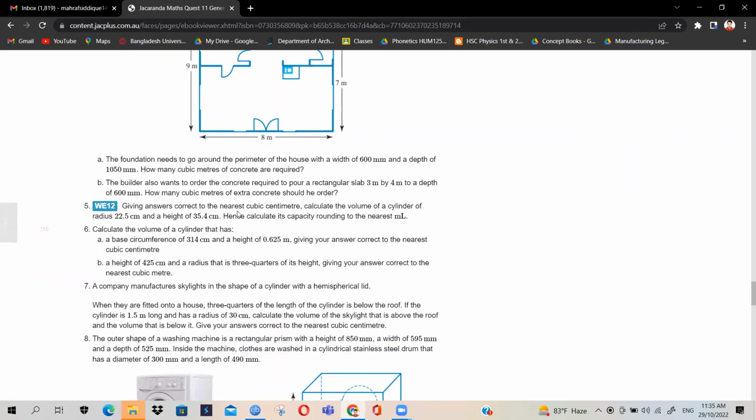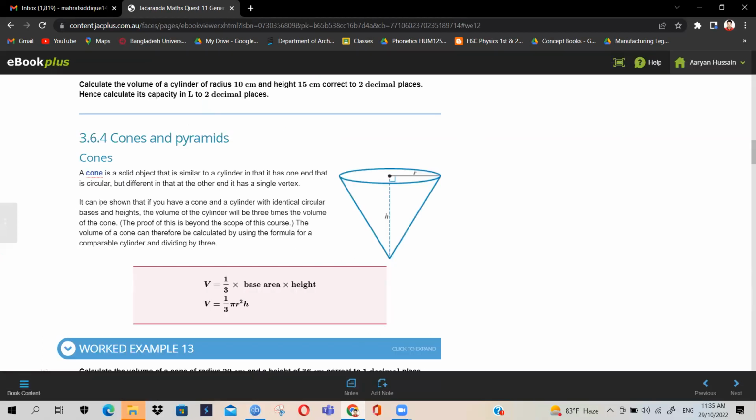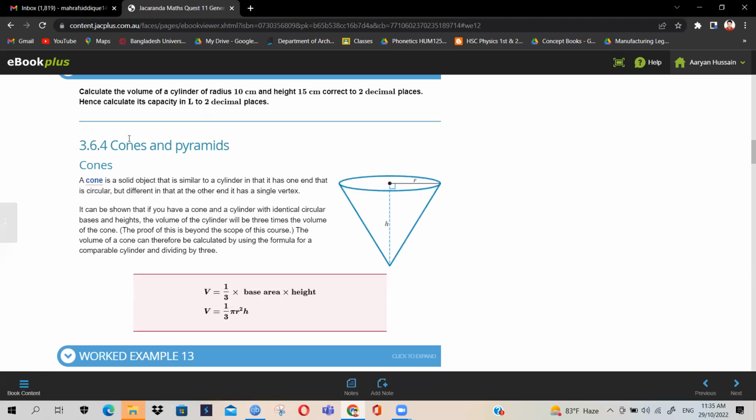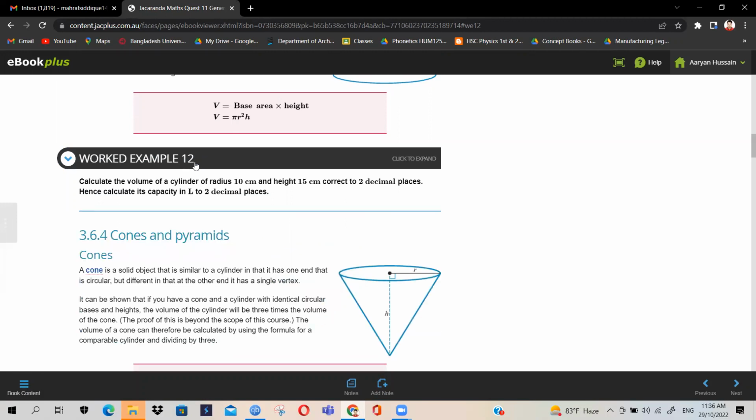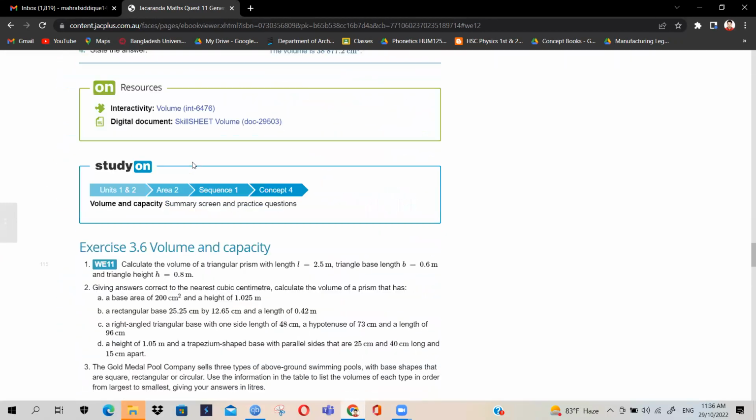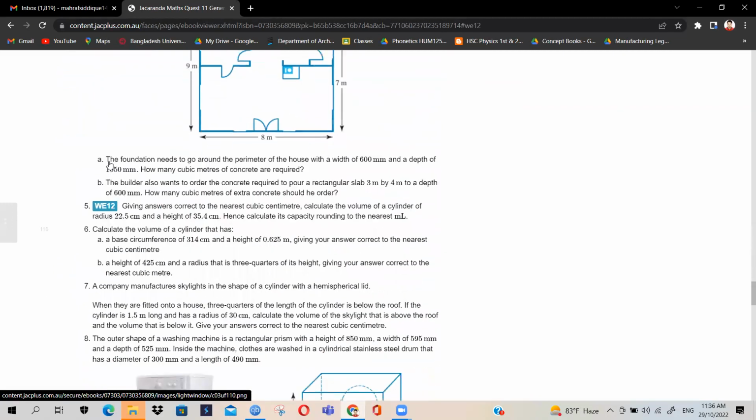Giving answers correct to the nearest cubic centimeter, calculate the volume of a cylinder of radius... Hence, calculate the capacity, rounding to the nearest milliliter. So just convert centimeters cubed to milliliters, nothing else. The number of cubic centimeters equals the number of milliliters. Why is it hyperlinked to this point? Like the worked example 12. They are similar.